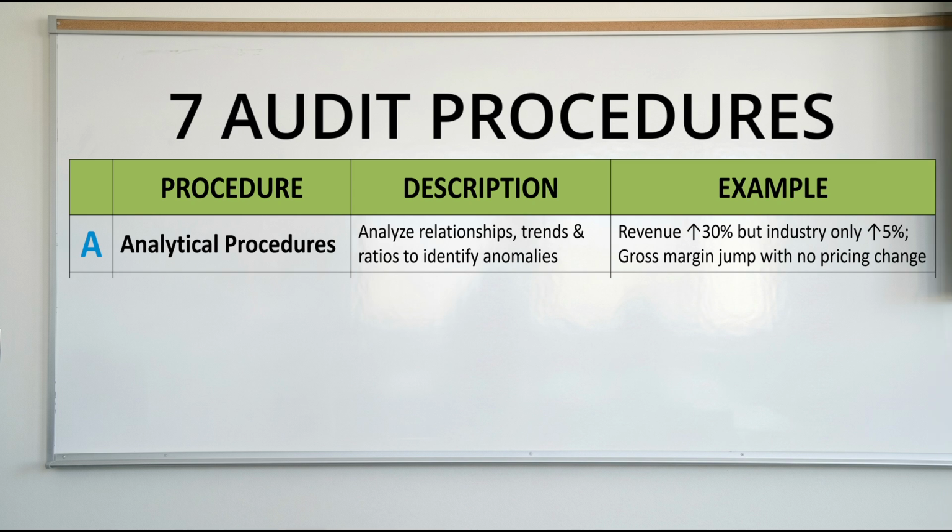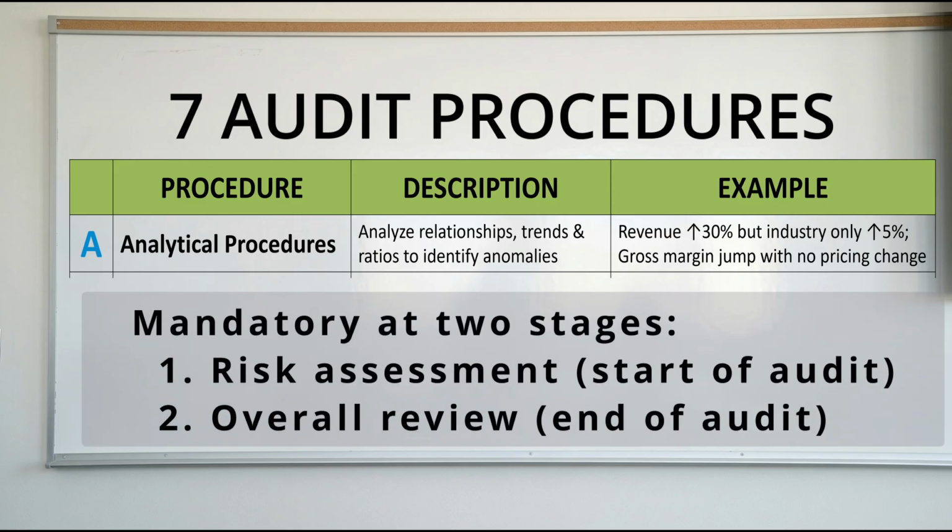We'll start at the wide end. Analytical procedures. This is where you step back and look at the big picture. You analyze relationships and trends. Revenue grew 30%, but the industry only grew 5%? That's a red flag. Gross margin jumped from 40% to 55% with no change in pricing or product mix. Something needs explaining. Analytical procedures range from simple trend analysis all the way up to regression models and Benford's law analysis. ISA requires them at 2 stages, during risk assessment at the start and during the overall review at the end. They're mandatory, and they're often what tells you where to aim the rest of your procedures.